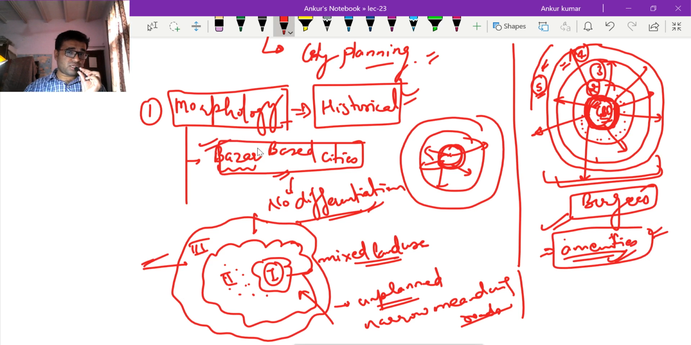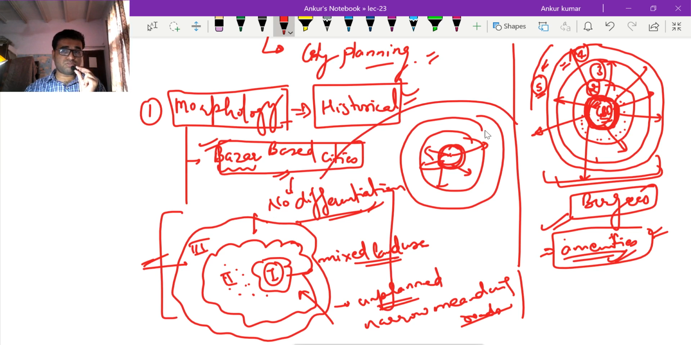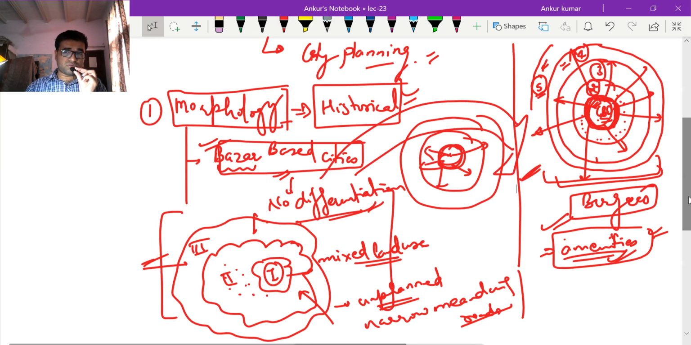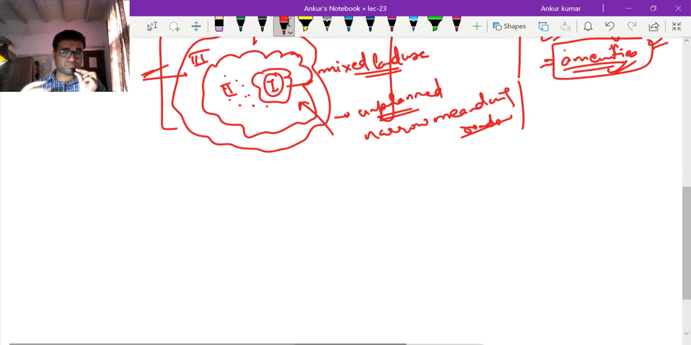So this is the first model, that is the bazaar based model. But gradually, in this bazaar based model also, functional differentiation will start happening, and this bazaar based model will convert into the Burgess based model when the functional differentiation happens.